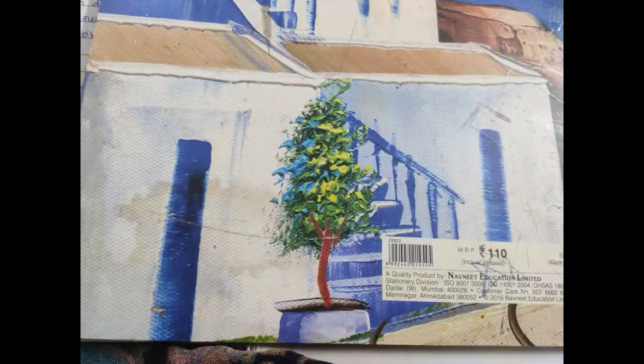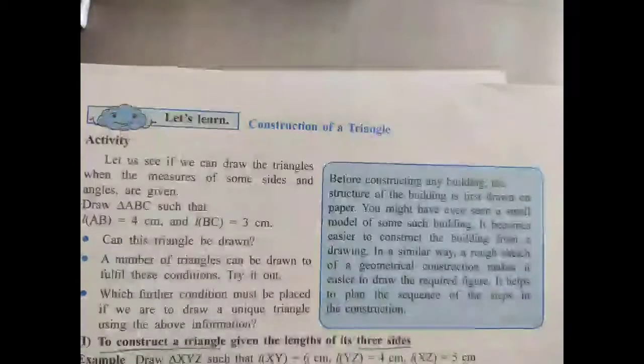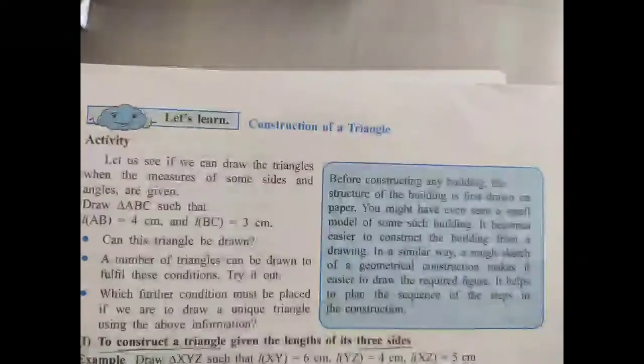In the next video, we will learn how to draw a triangle in different ways. Before constructing any building, the structure of the building is first drawn on paper. We will now study 4 types of triangle construction, to form a triangle with 3 sides.